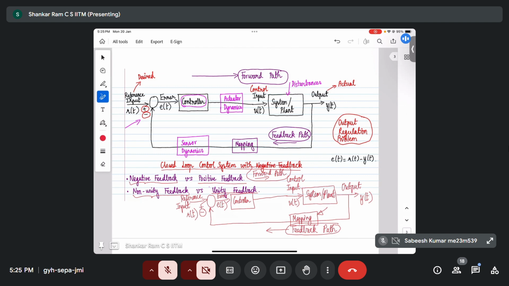Because the sensor itself, let's say a speed sensor, may have some dynamic response. Then the question becomes, will the sensor dynamics become important in the overall control design? That's a question we may need to ask, and that may include a corresponding mapping or a transfer function in the feedback part. So we need to be aware of sensor dynamics.